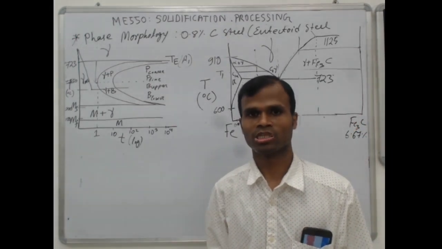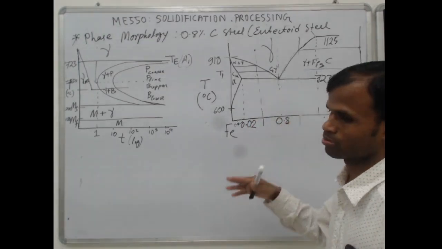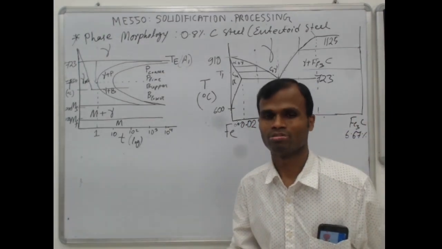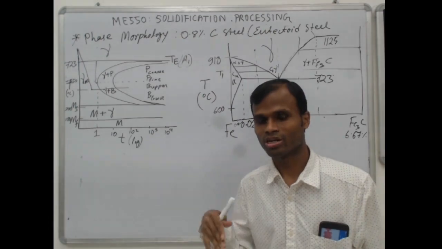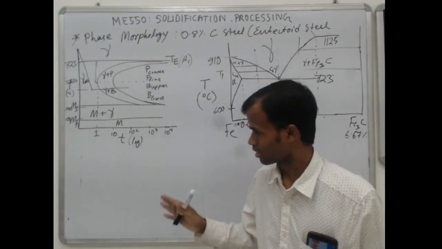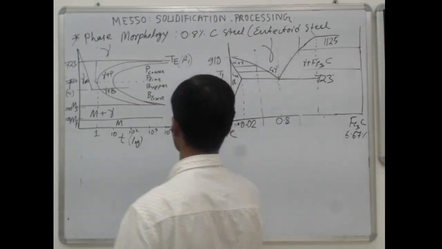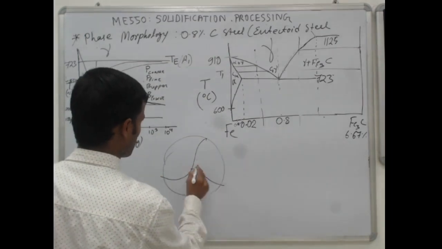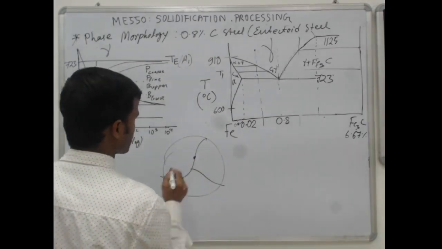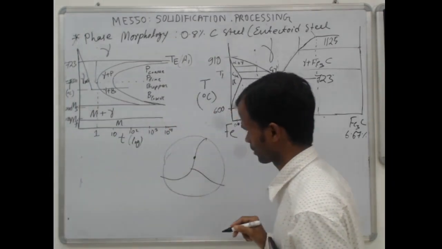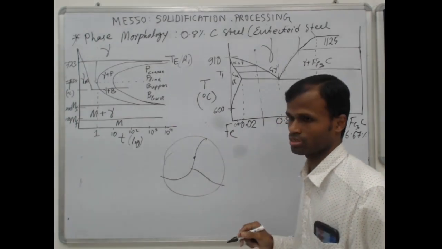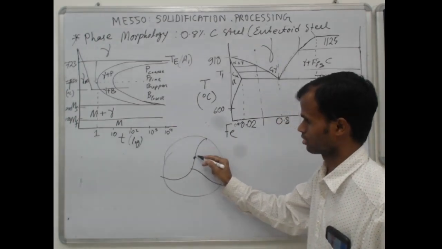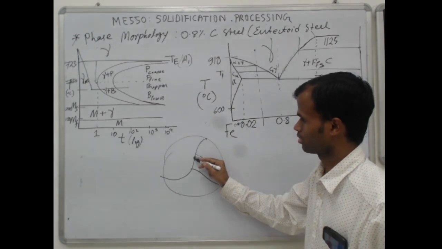Here also the transformation is almost similar, but the difference is that in the pearlitic transformation, in the grain boundaries, initially the cementite nucleates first, and then growth occurs, and simultaneously you get ferrite also.